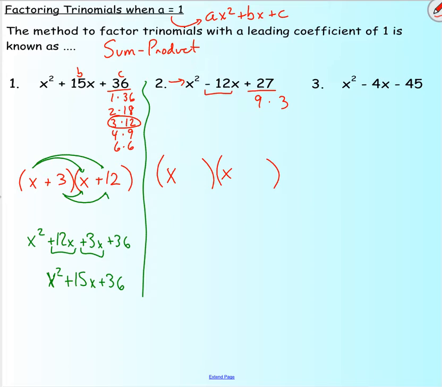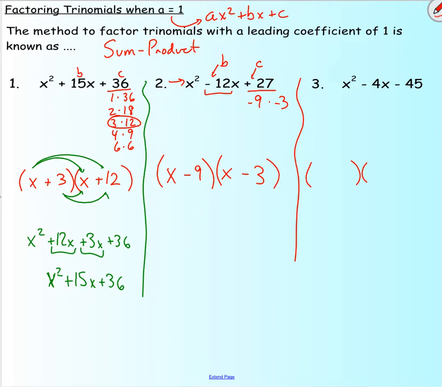So another way to multiply to get a positive 27 is not only 9 times 3, but negative 9 times negative 3 would also multiply to give me a positive 27. And when I add those two, I also get my negative 12. So if your c value is positive and your b value is negative, you're going to have that case where both of your factors need to be negative.